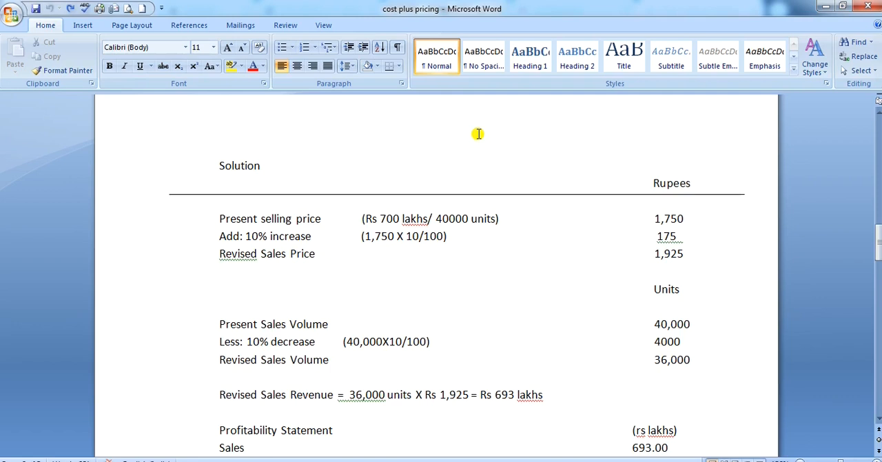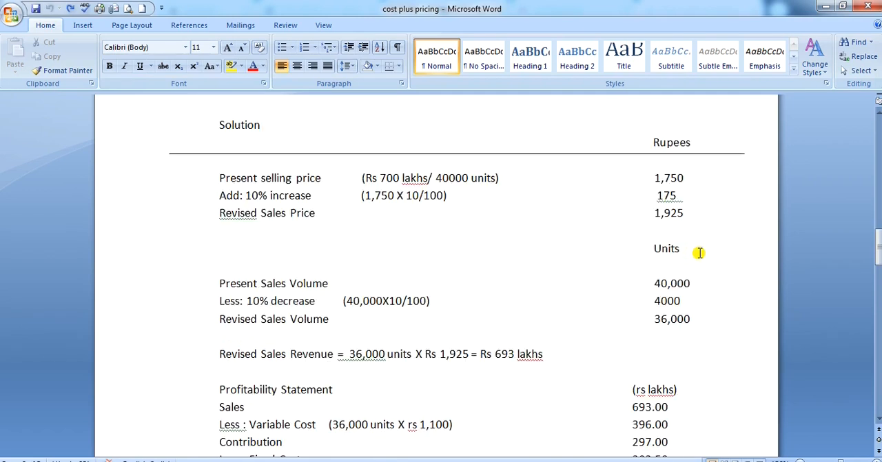So our present selling price would be 1750 rupees, and 10% of 1750 rupees would be 175 rupees. So when we add the present selling price and the 10% increase, it will give the revised selling price, which is 1925 rupees, right?